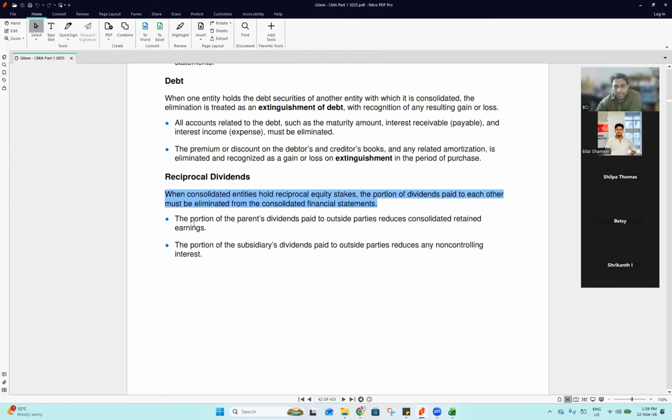The portion of the parent's dividend paid to outside parties reduces the consolidated retained earnings, and the portion of the subsidiary's dividend paid to outside parties reduces any non-controlling interest. Clear?